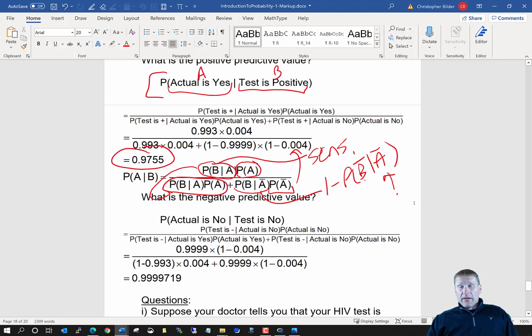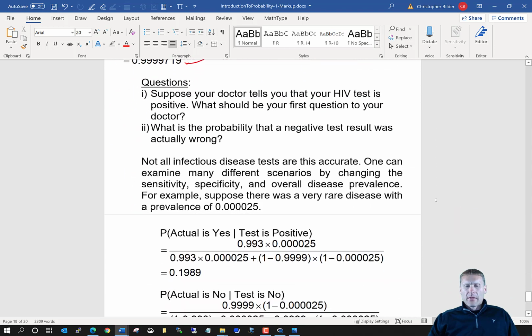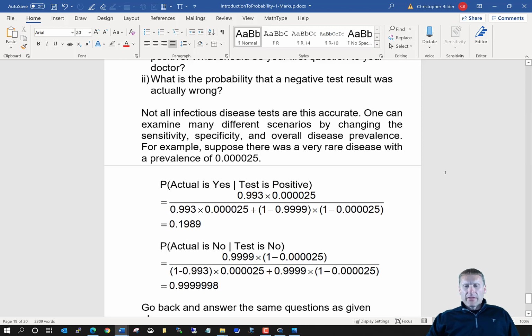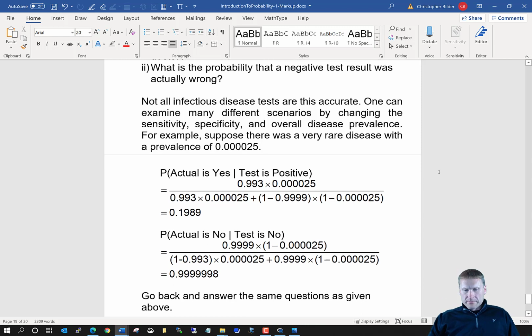So if this unfortunately would occur, there's a good chance that you truly are positive for HIV. We can also look at the negative predictive value as well. And that comes to be 0.999719, so quite high. So for that first question, we've already done that, and we've essentially already done the second. I'll let you look at that more on your own.